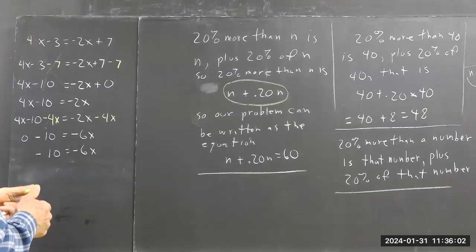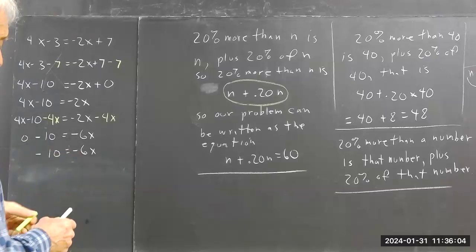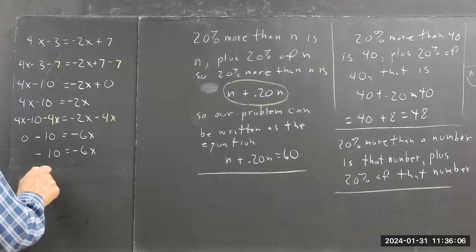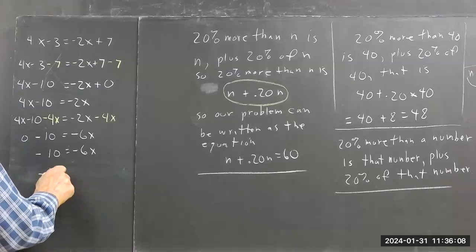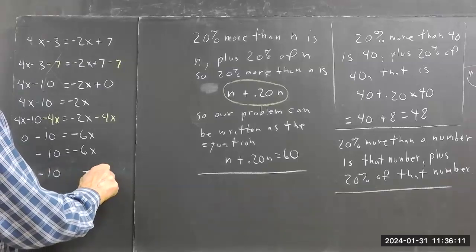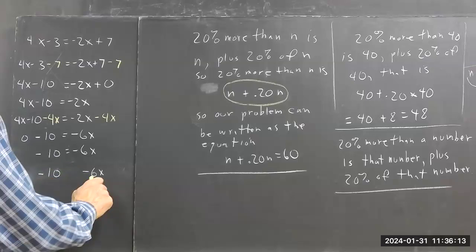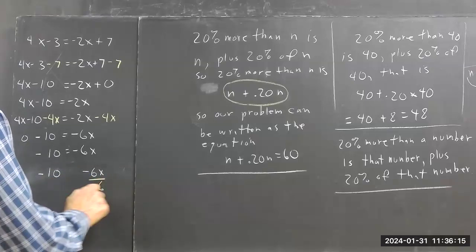Okay, what we want to do to get rid of this -6 is we write our -10 here, our -6x here, and we divide by -6.